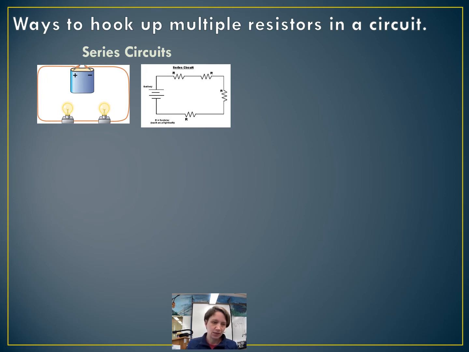On the left is a series circuit with 2 light bulbs in it, and on the right is a circuit diagram for a series circuit with 4 resistors of some kind in it. So you can put as many devices in series as you want.